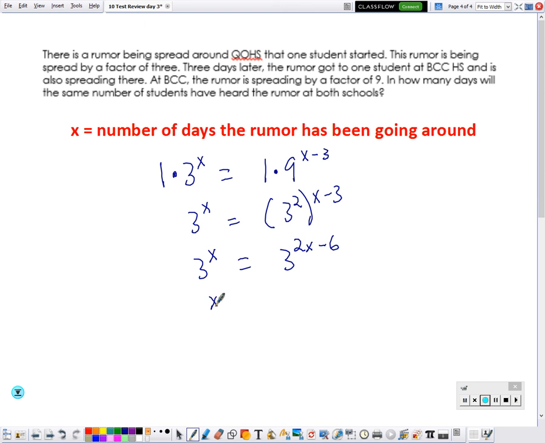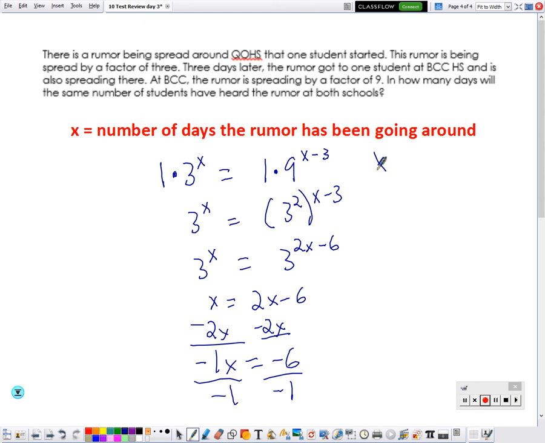So now we're going to equate our exponents. And what are we going to do to both sides? Subtract 2x. Good. And what's 1x minus 2x? Negative 1x. Negative 1x equals negative 6. And now what? Divide by negative 1, so x equals 6.